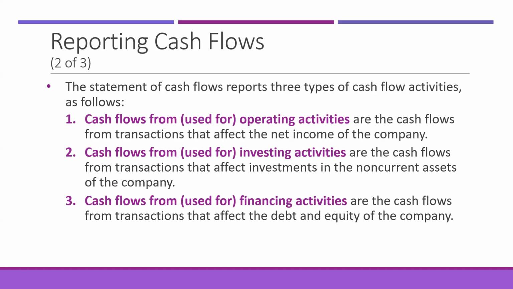And so there's three types of cash flows from or used for operating activities. And that's the cash flows from transactions that affect the net income of the company. And the only sort of asterisk here is gains or losses from investments, because those would be from investing activities. And investing cash flows are from investments in non-current assets of the company. For example, long-term investments, acquisitions, property, plant, and equipment, land.